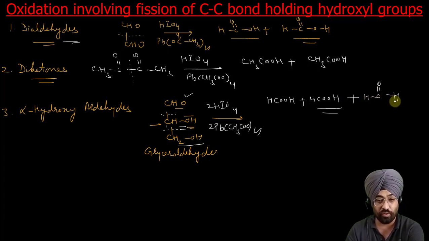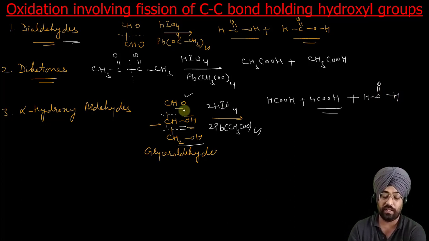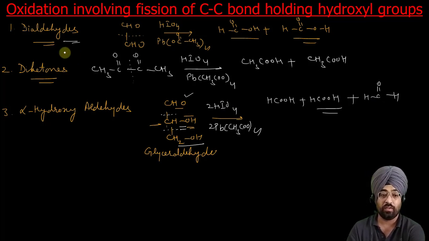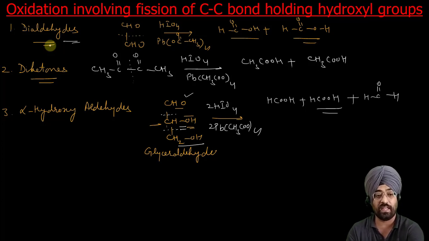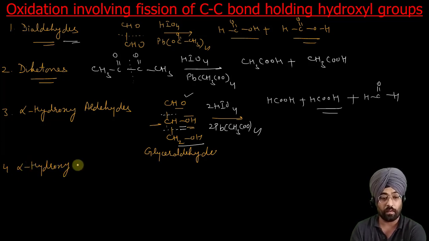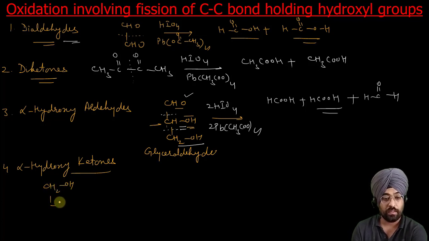So if we had one more carbon chain, then we would have used 1 more mole of HIO4. This I will discuss with you when I discuss the use of this reaction. Here I am just mentioning what type of compounds can undergo a similar reaction. Similarly, alpha hydroxy ketones also undergo this type of reaction. The example can be CH2OH, C double bond O, CH2OH. So this is an alpha hydroxy ketone.